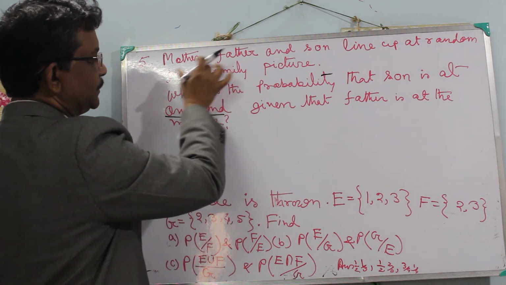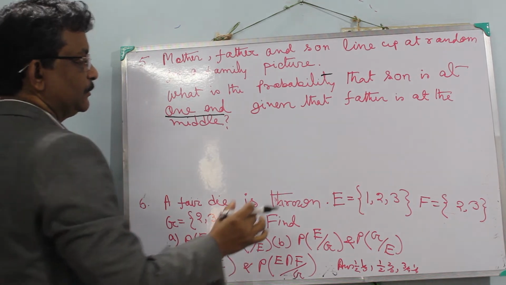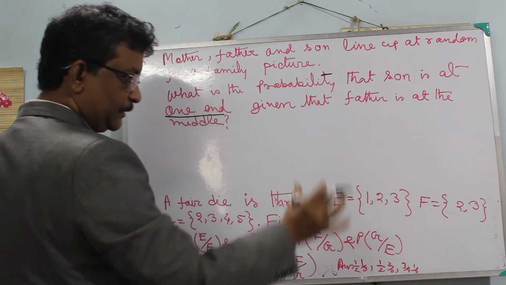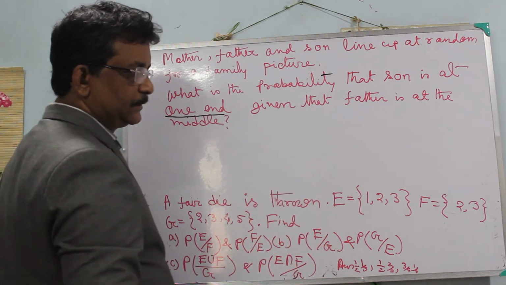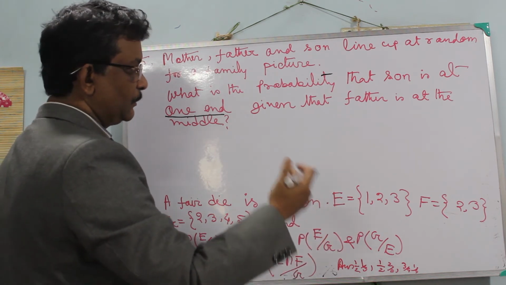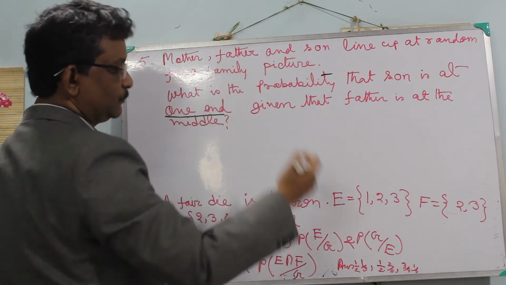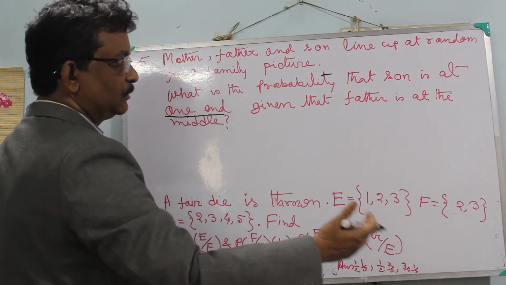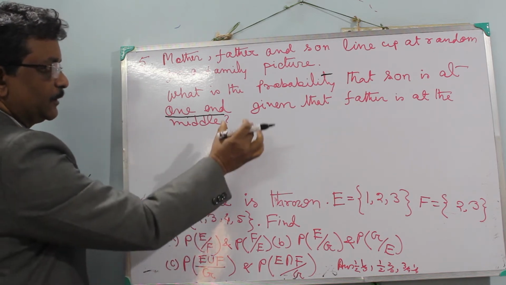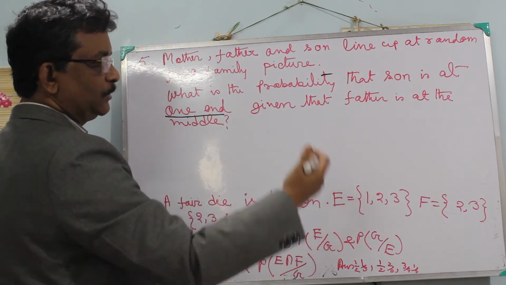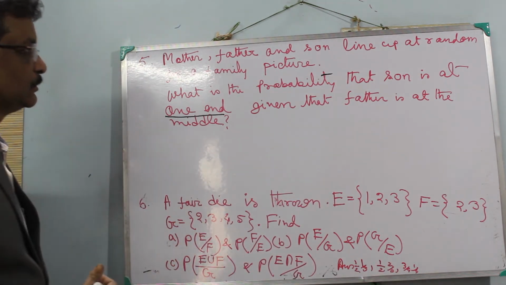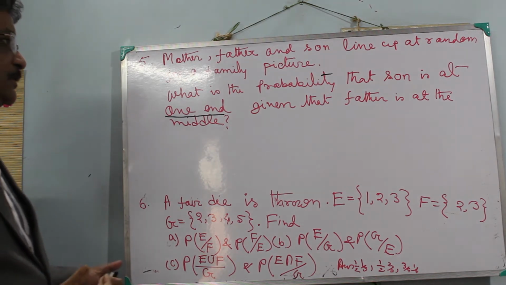There are 3 persons, mother, father and son. What is the probability that son is at one end, either left or right, given that father is at the middle? If father is in the middle, it is obvious that mother and son would be at either end. So the probability is always 1, because given that father is at the middle, son would always be at either the left end or the right end.